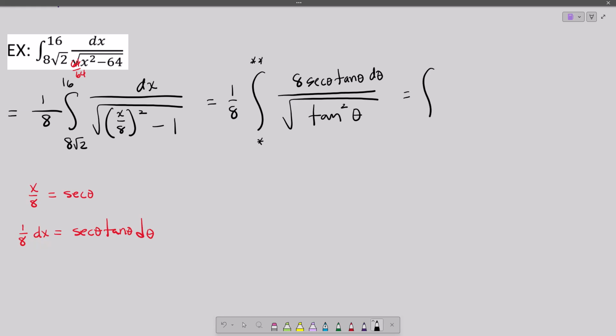Whoa, this one simplifies quite a bit. So, square root of tangent squared is tangent. We're going to assume there's no funny business. We could be a little more thorough, but we'll just assume there's no funny business. The 8 and the 8 cancel. Doesn't this just turn into that? Integral of secant?